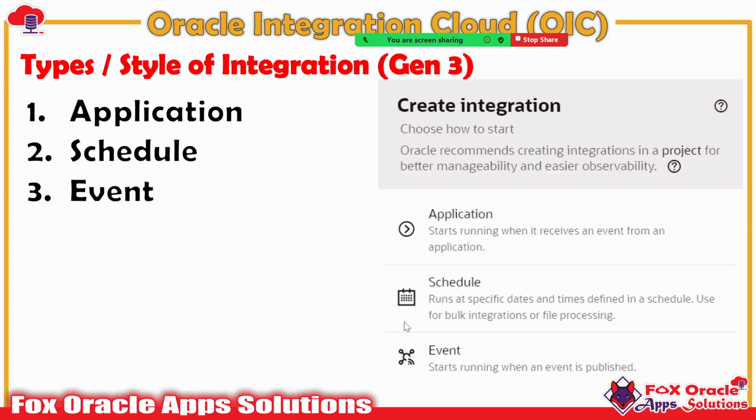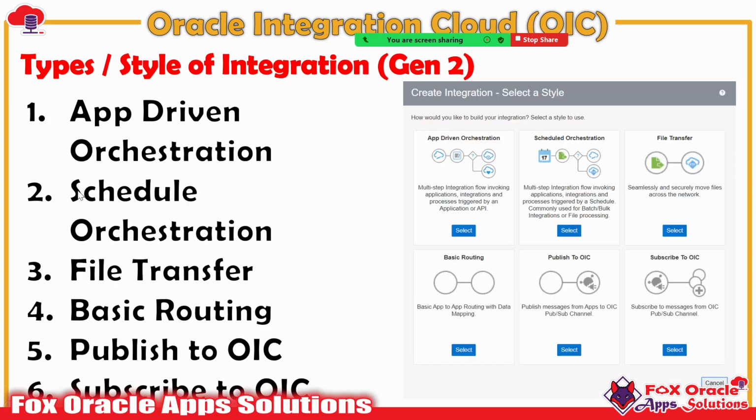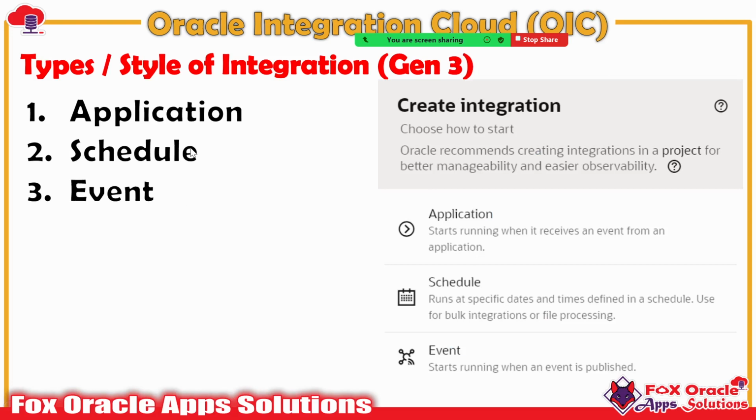And now here you can see we have schedule. This schedule is the same as the schedule orchestration in generation 2. And in generation 2 we have app driven orchestration. The same app driven is known as application here in generation 3.